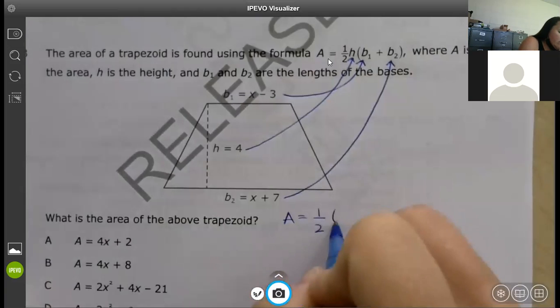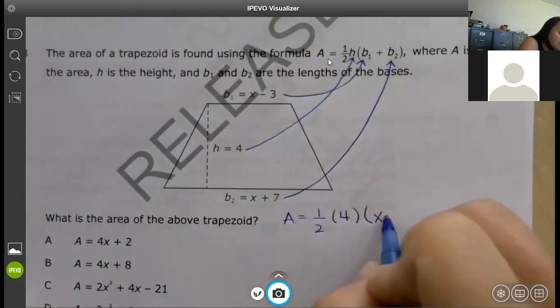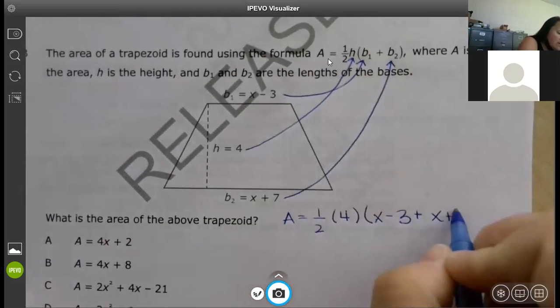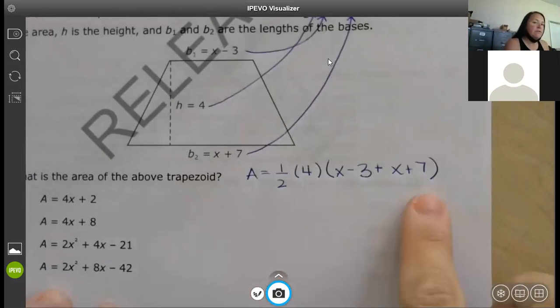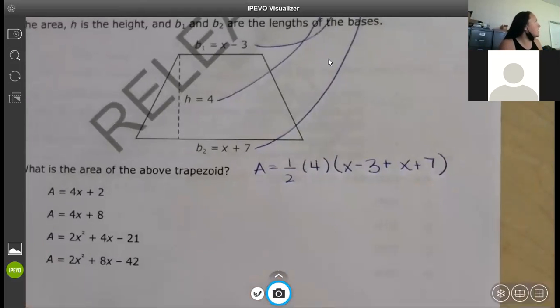1/2. Our height was 4. Base 1 was x minus 3. Plus base 2 is x plus 7. All they want you to do is simplify this. Again, you can put this into Desmos and then put your answers in and see which ones overlap, and that's fine, and you don't have to do any work. Or we can just go ahead and simplify it down.